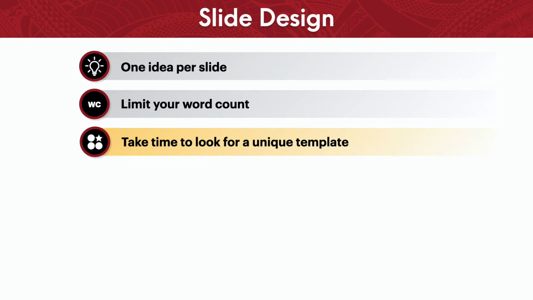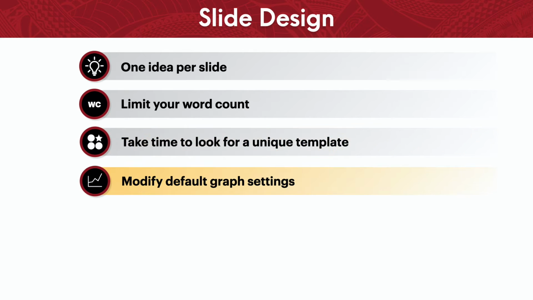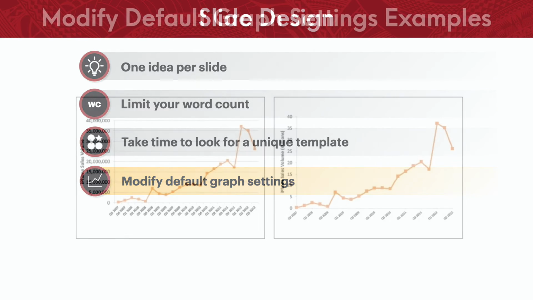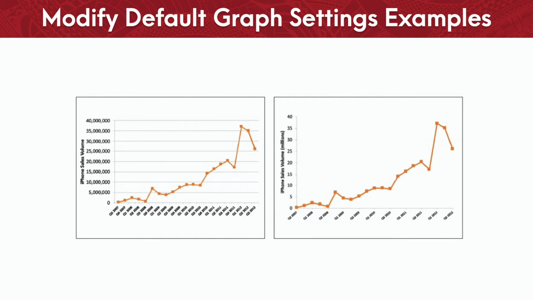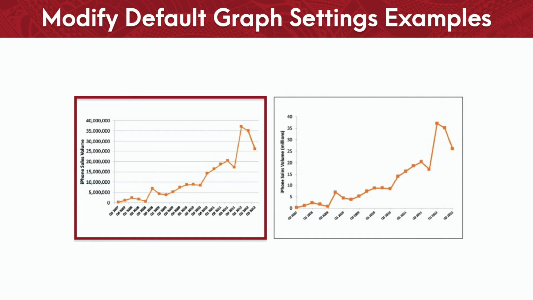Next, if you're presenting charts or graphs, try modifying the default graph settings. The default settings in Excel aren't necessarily designed to translate well to slides. Look at this example. The slide on the left uses the default settings. The information on the X and Y axis are so crowded that the slide is almost impossible to read.